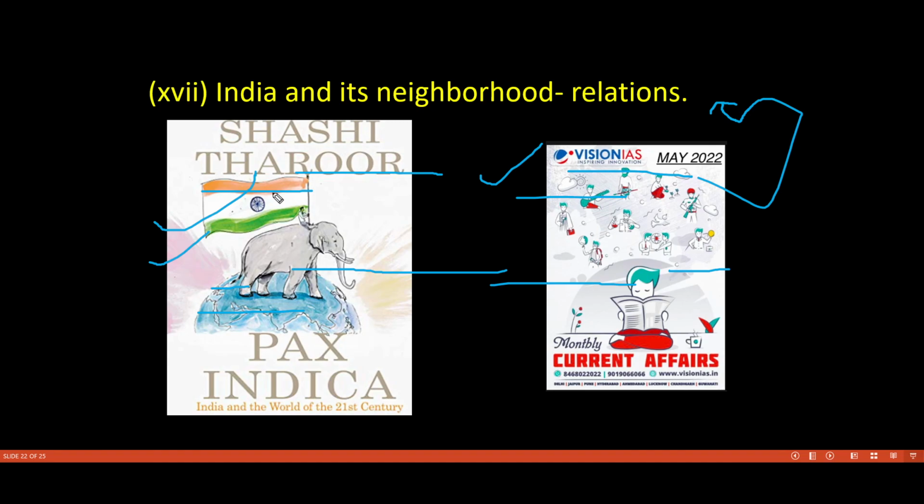What happens is that when you are doing political science, you have to quote a lot of thinkers. So there is Sumit Ganguly for international affairs. There is Harsh V. Pant. So you quote these types of people. There are C. Raja Mohan's articles.